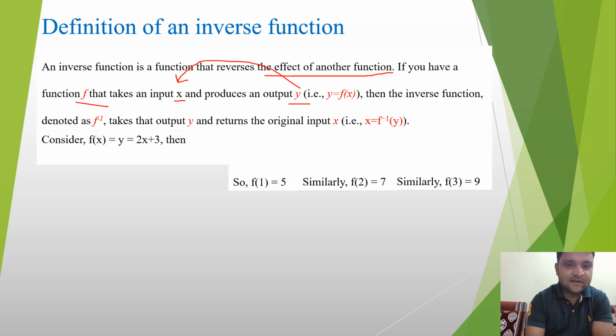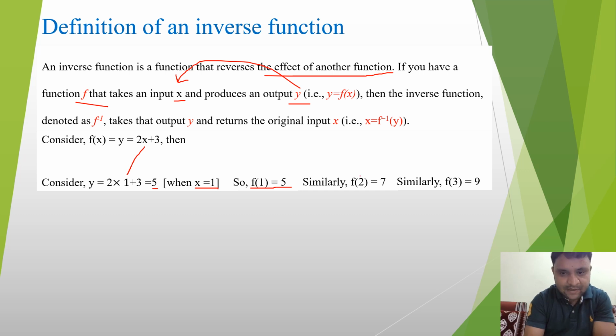Now let us consider a function f(x) equal to y equal to 2x plus 3. In this function, if we put x equals 1, then we will get 5 as the answer. That is why f(1) equals 5, f(2) equals 7, and f(3) equals 9. This happened by substituting different values of x. If we keep x as 2 in the function, that will give us 7, and if we keep x as 3, that will give us 9.